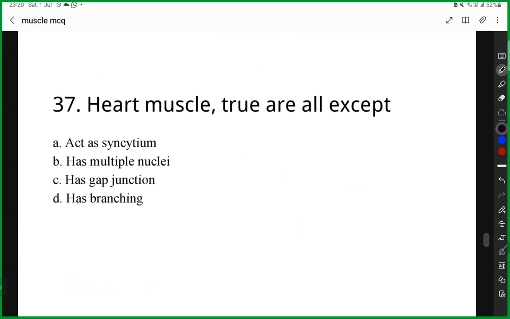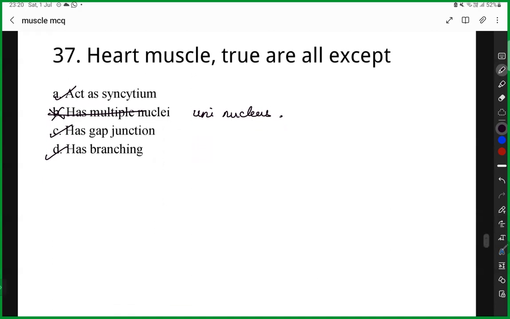Next, heart muscle, true or false. This is the question. Remember, your heart muscle acts as a syncytium. Yes, of course. Heart muscle acts as a syncytium, and it has gap junctions. Yes, and they are branching. But remember, your cardiac muscle has only a single nucleus. Therefore this option is wrong. Therefore, the answer is that all of these are true except this one. So this is going to be the correct answer.